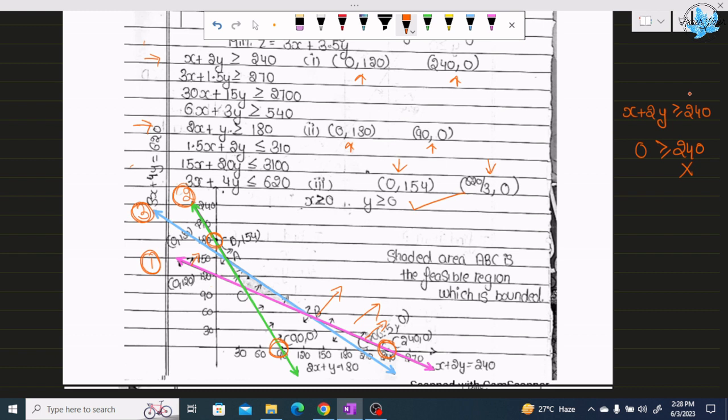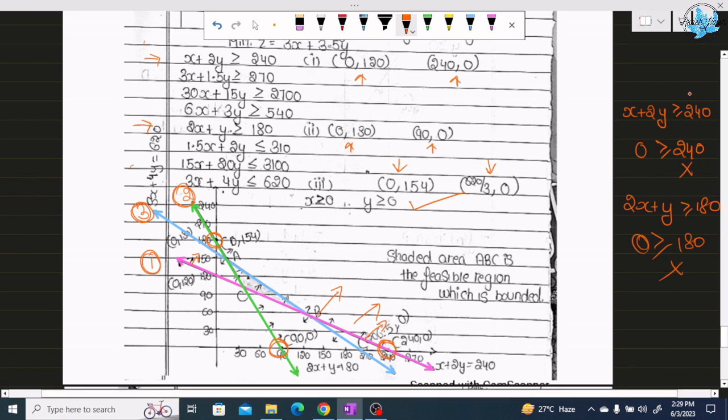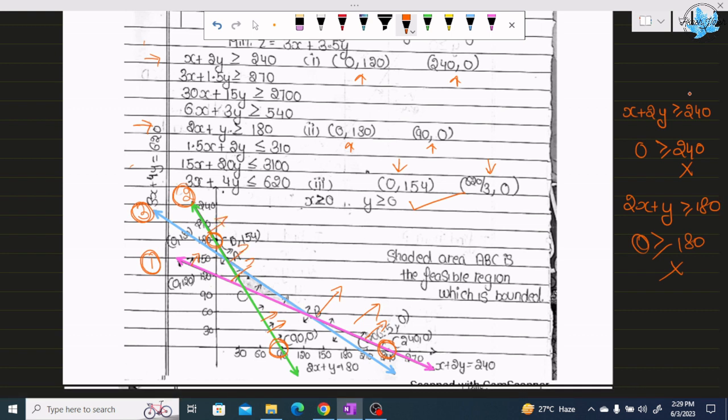For the second equation, 2x plus y is greater than or equal to 180. Again, the green line shows the second equation graph. So at the origin, x and y is 0. If I put x and y as 0, is it true? No. So again the green line's arrow will be in the upward direction, or opposite to the origin.